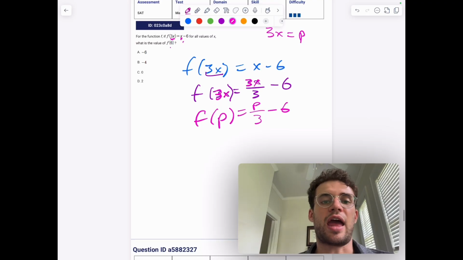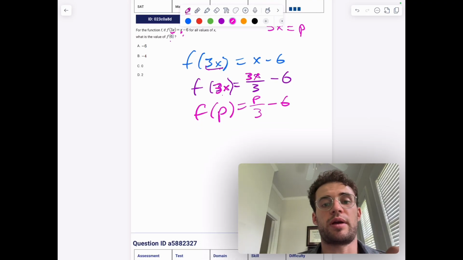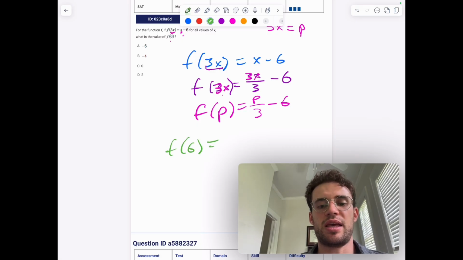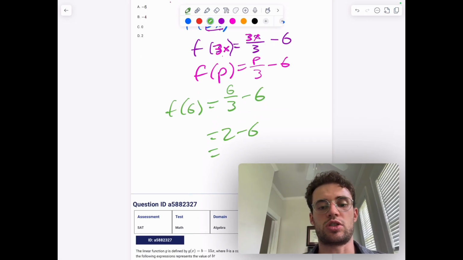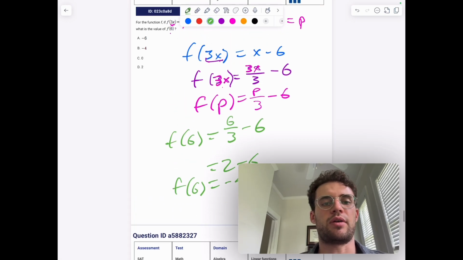So now we can do it with any number. You don't have to have something that starts with a 3 as the coefficient. So you could say f of 6, and now you're putting that in place of the p, is equal to 6 over 3 minus 6. 6 over 3 is 2, so we get 2 minus 6, which is equal to negative 4. So f of 6 will give you an output of negative 4.